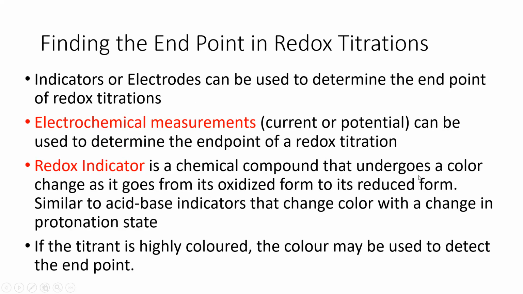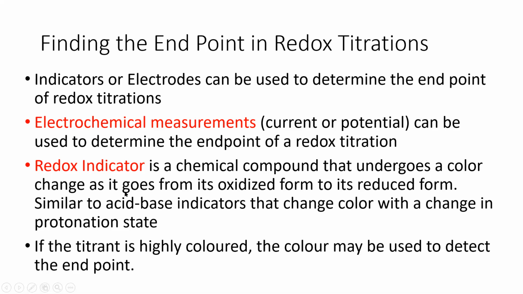Now, how do we find endpoints in redox titration, apart from using electrochemical measurements of the reduction potential of the cell? We know that we can use electrodes, just as we've seen in sketching the titration curve. We could also use indicators. So we have two major ways. We use electrochemical measurements, that is, measuring the potential using electrodes, your reference electrode or your standard electrode. And we also use indicators. We call them redox indicators.